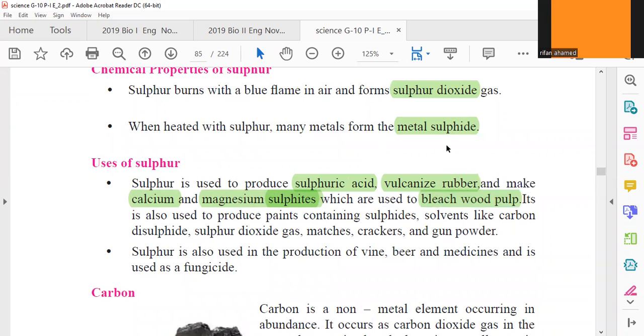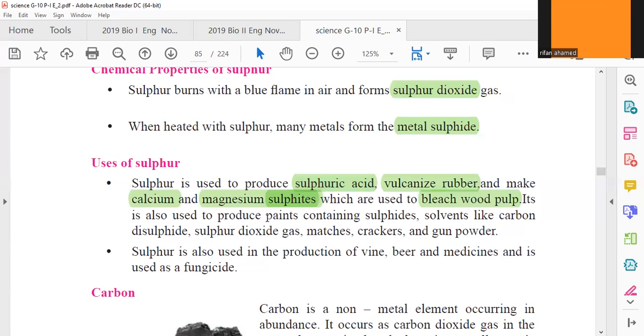Remember, using wood pulp, we make paper. Writing papers and A4 sheets are made by bleaching wood pulp. In the beginning, wood pulp is a pale yellow color, as you know wood. Only after bleaching does the white color come. Then only it is converted to paper.